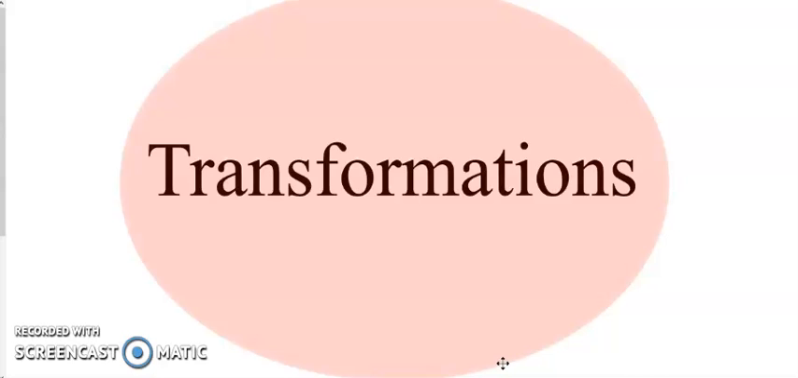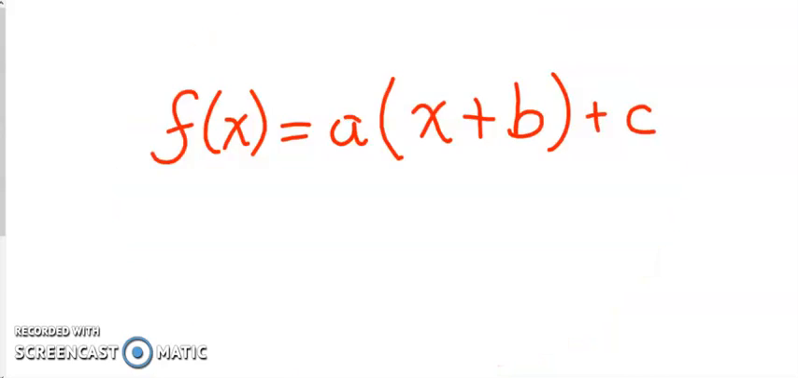So first off, let's go ahead and move on to this first part. I'm giving you guys a general formula for transformations. So this is f of x equals a, parentheses x plus b, close parentheses plus c. Now with that, that can work for any type of transformation, any type of function that we're going to be dealing with.